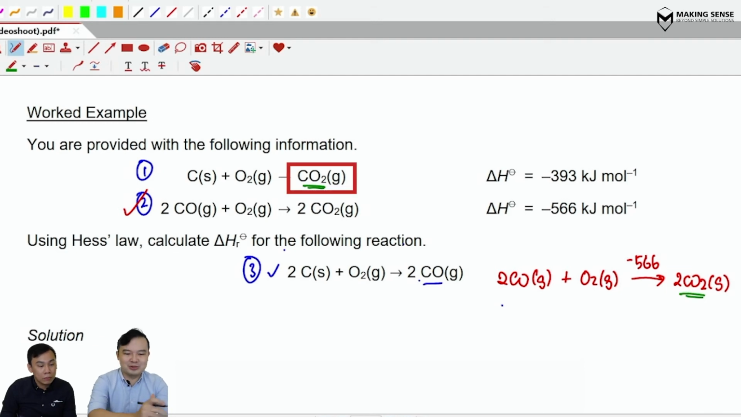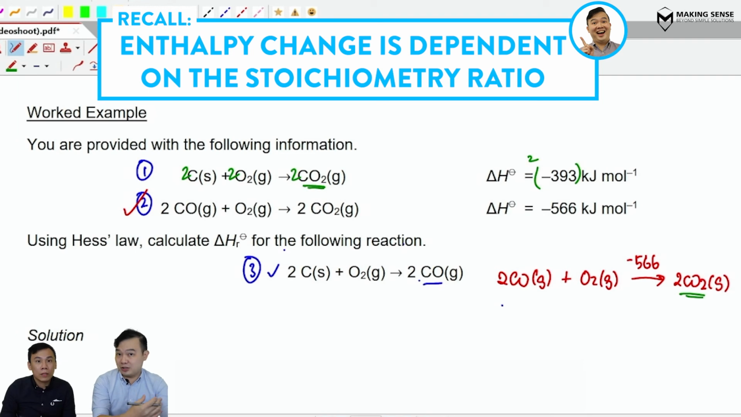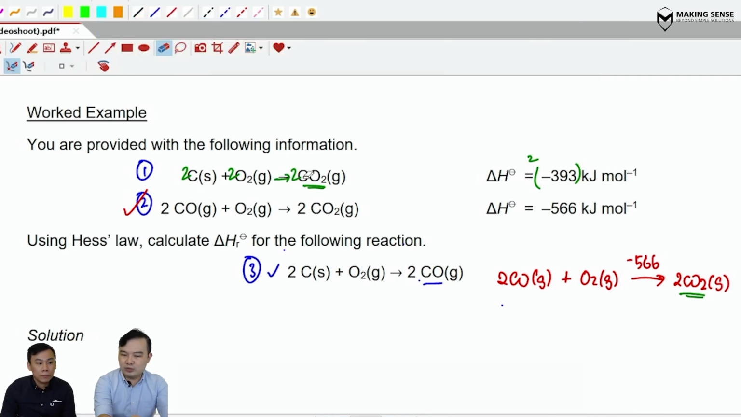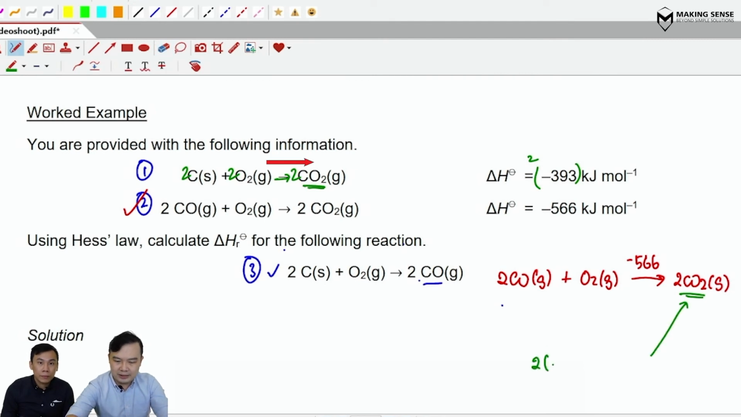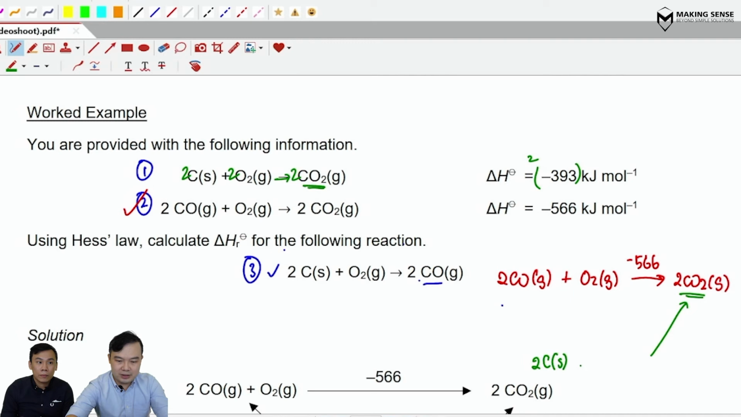Times 2. So I times 2 here, times 2 here, times 2 here. This one, do you times 2 the enthalpy change or not? Of course. So this is exactly what we mentioned earlier. You tell me that it's dependent on the stoichiometry. Stoichiometric ratio, yeah. That's right. So this arrow is pointing towards 2 CO2. I'm going to point an arrow towards 2 CO2 and write in 2 carbon, and 2 oxygen over here.